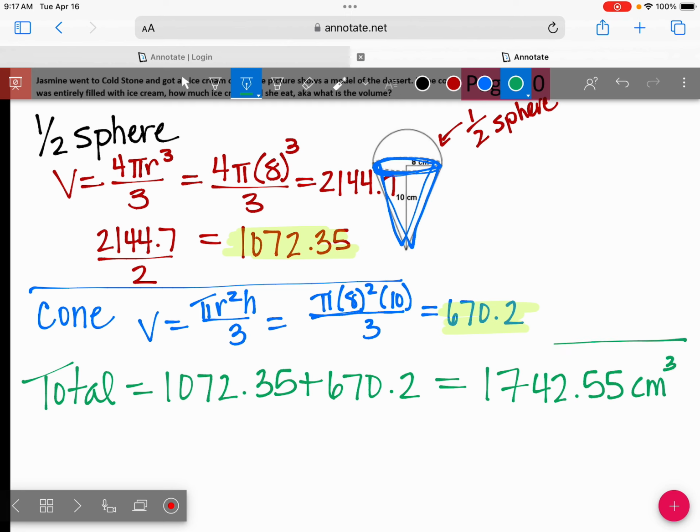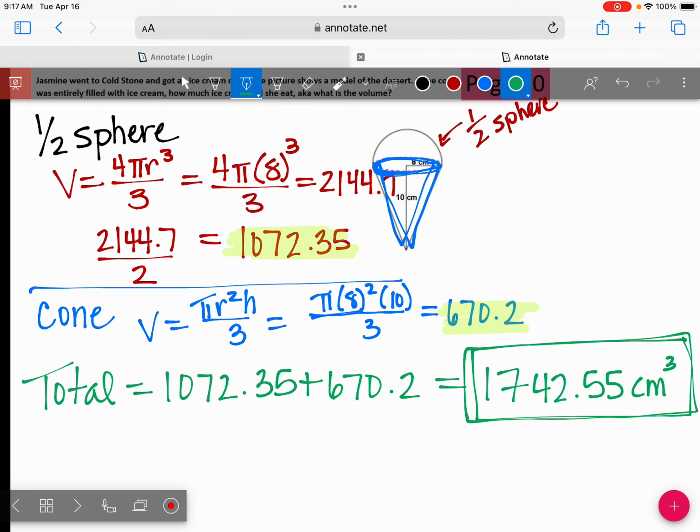.55, and that would be centimeters cubed. And that would be your total answer. On the test, you're going to have a shape where it's 2 shapes put together. Any questions about how we work through that question? So I'll give you a minute and we're going to do it again.